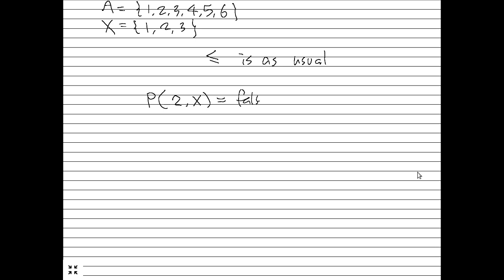Nope. This is false. Okay. What about 2 of 6x? Is 6 an upper bound of the set X? It is. Why not? Is 6 greater than or equal to 1? Is 6 greater than or equal to 2? Is 6 greater than or equal to 3? It is therefore an upper bound. In other words, the upper bound doesn't have to be in X. It has to be in A, but it doesn't have to be in X. Is that okay?